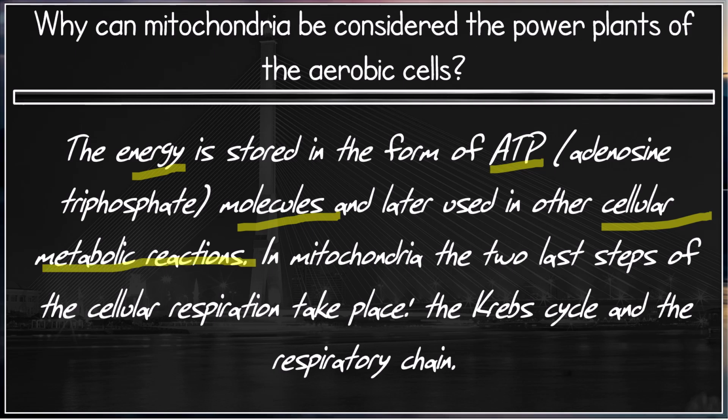In the mitochondria, the two last steps of cellular respiration take place: the Krebs cycle and the respiratory chain.